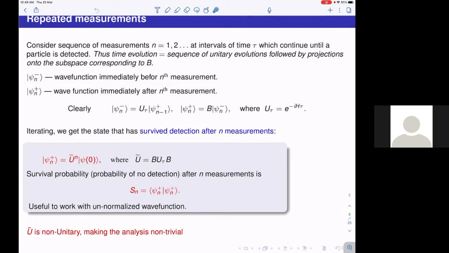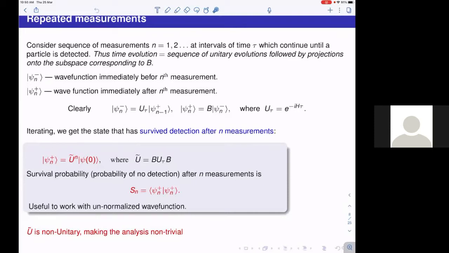What one can see, therefore, is that if I write psi n minus as the wave function immediately before the nth measurement and psi n plus as the wave function immediately after the nth measurement, then from n minus 1, I evolve unitarily and get the state at n. Then I do a projection and this is my new state. If we keep iterating this, we get the state that has survived detection after n measurements, and this is given precisely by this state. Instead of the usual free unitary evolution, which would have given me U tau to the power n, what I have now is evolution by this operator U tilde, which is given by B U tau B. You do n operations, and this is the new dynamics.